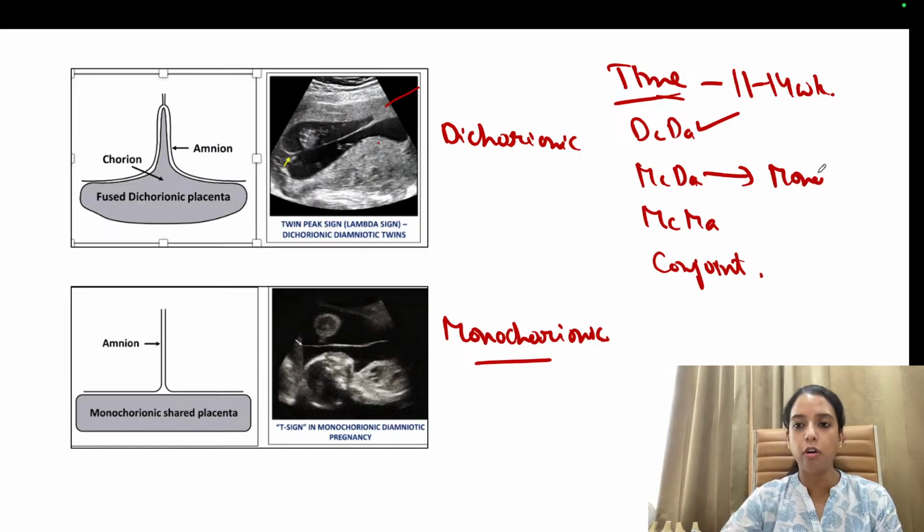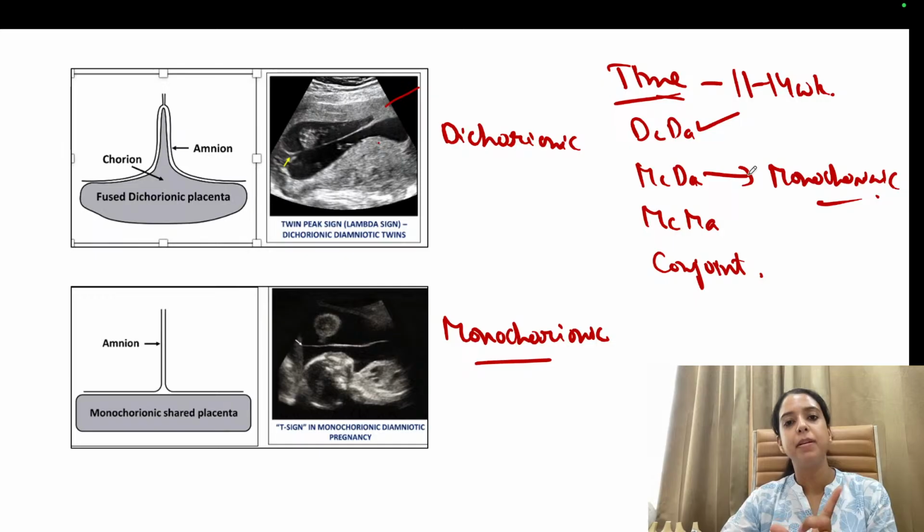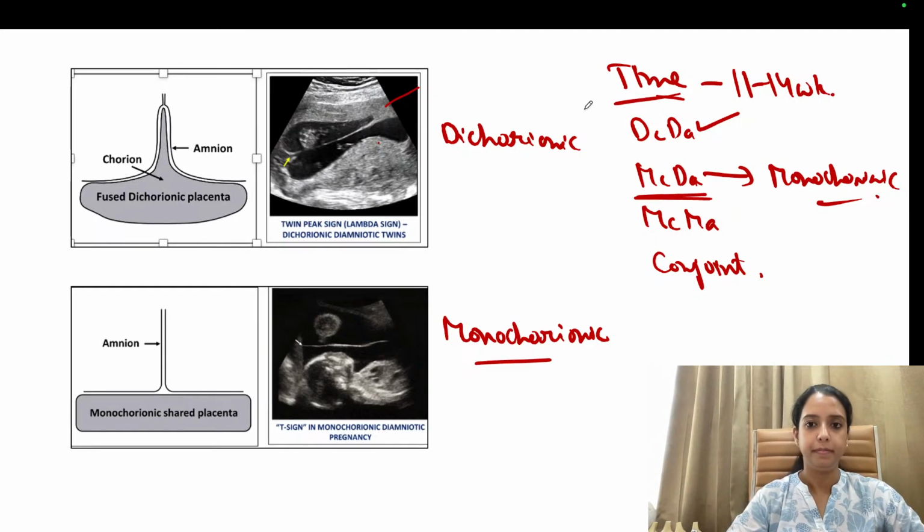In monochorionic, separation of a zygote happens. The time when the separation happens, the maximum time is 4 to 8 days, and this twin is most common in monochorionic.